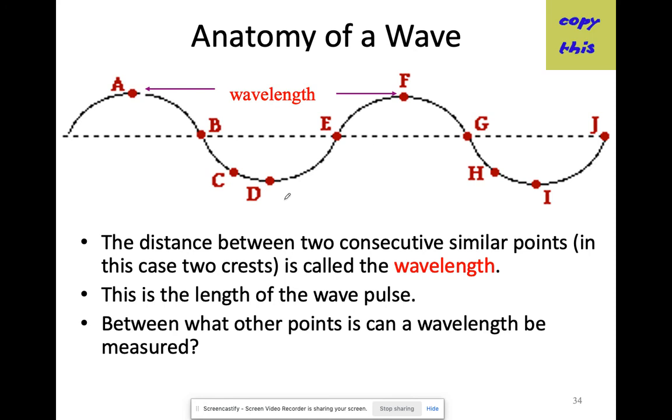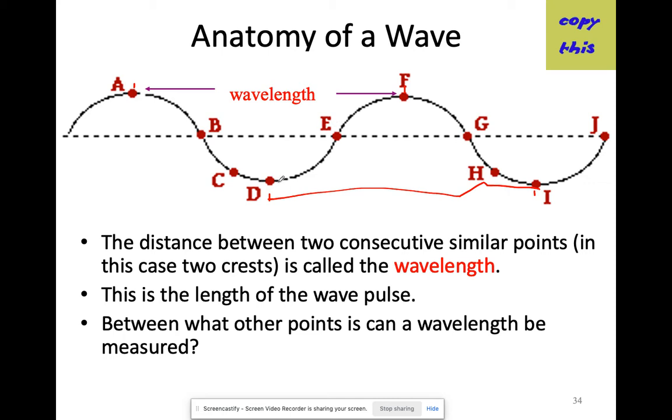Wavelengths. Okay, wavelength is from one point on a wave to the next consecutive exact same point. So a lot of times from a crest to a crest is a wavelength. That's probably the easiest. Where else can you see a wavelength on here? One would be D to I, or a trough to a trough. That would be one wavelength.